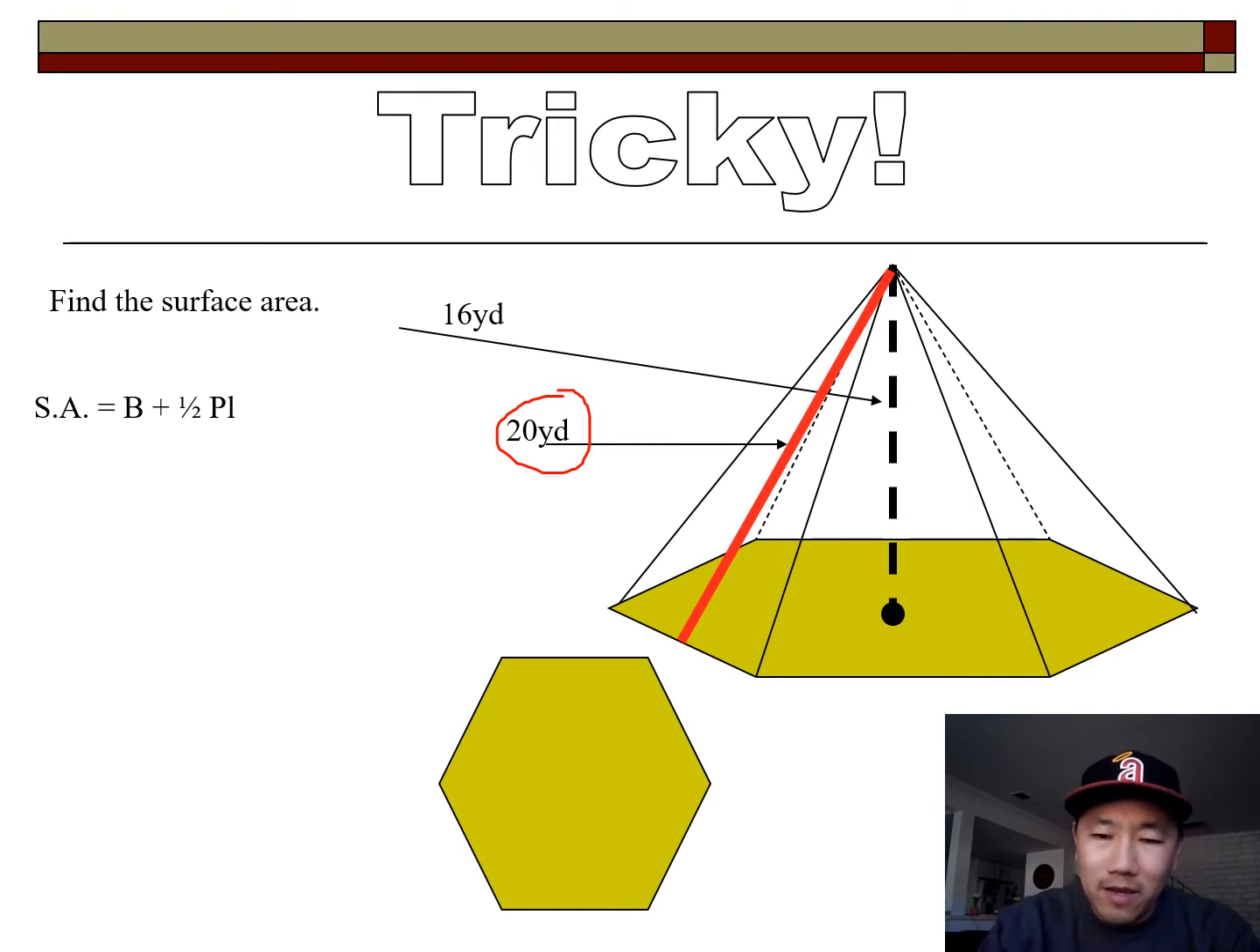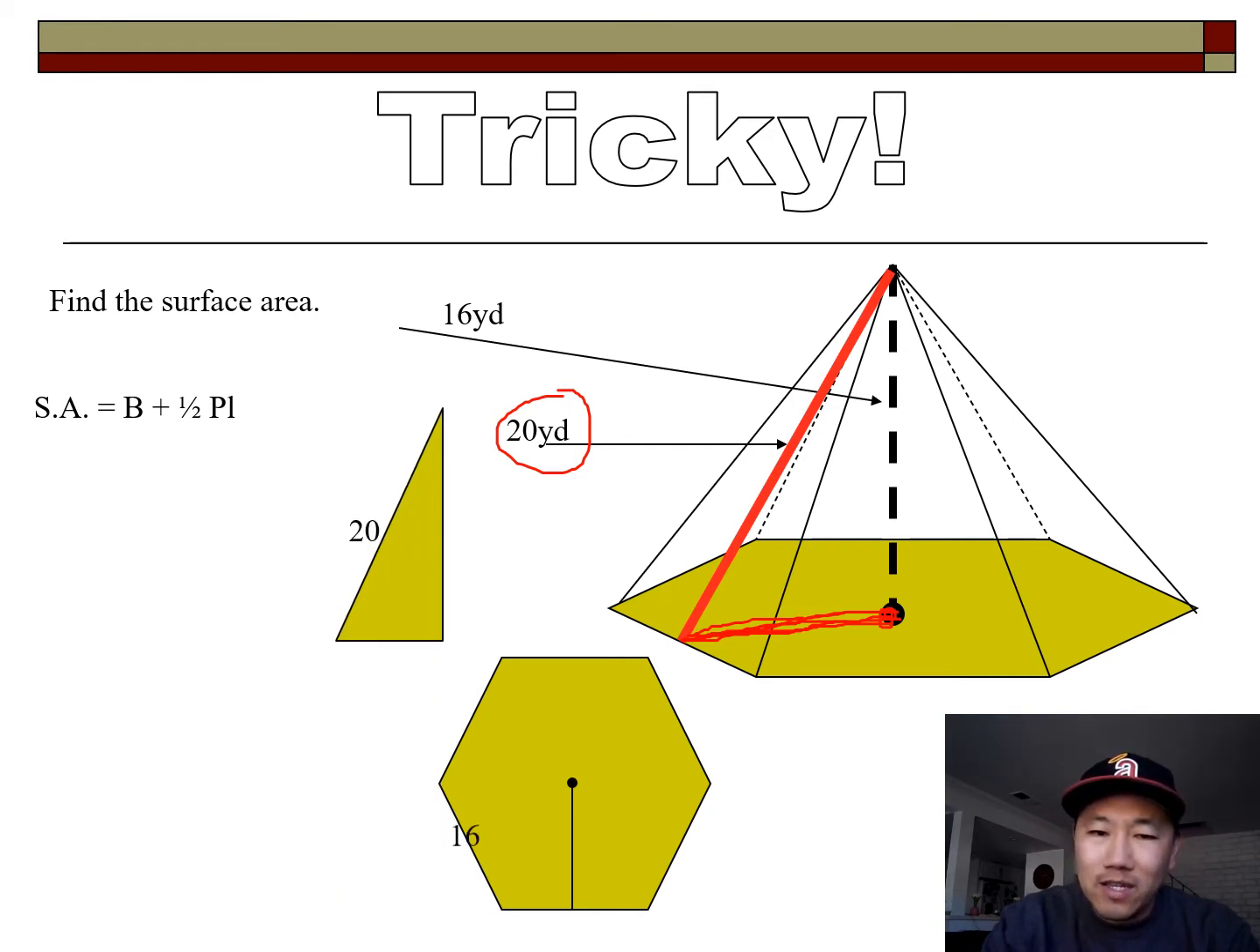It would help if we knew this piece, the apothem. If you notice in the picture, it's also this one, the distance from here to here, from the center to the side of the base. That is the same as this. All right, now why did I draw that? Because now we actually have a triangle.